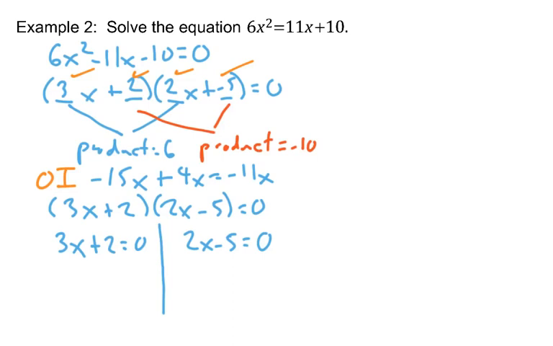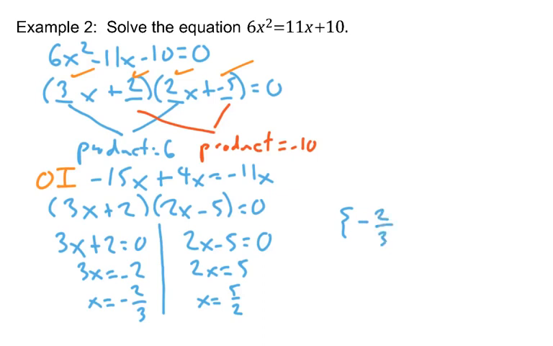First one's pretty easy. It's a linear equation. You can subtract 2 from both sides and divide by 3. And in the second one, you can add 5 and divide by 2. And again, in the spirit of the way we are doing things, let's write our solutions as a solution set: negative 2/3 and 5/2.